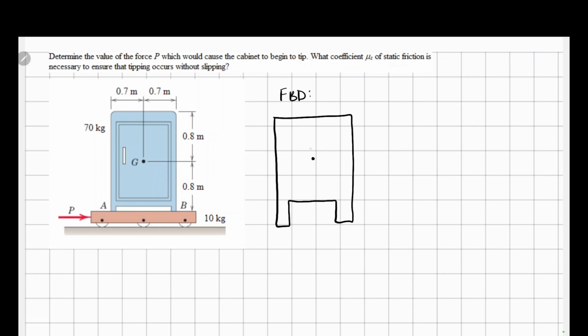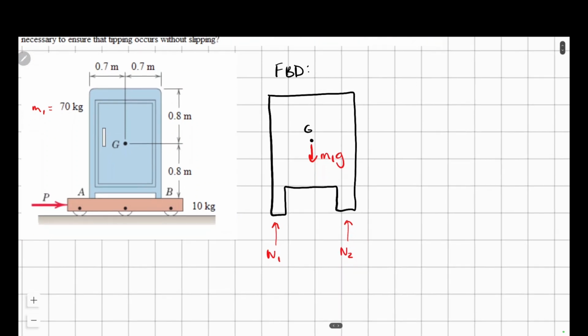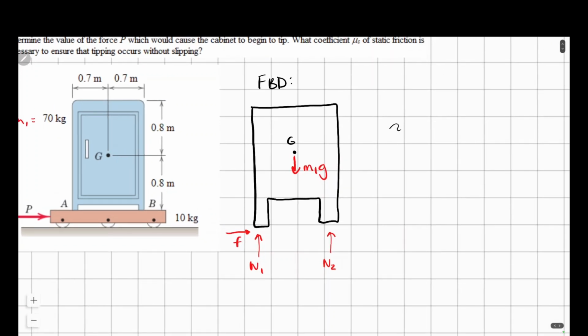Alright, so we have point G here. That's given. So what forces are acting on our cabinet? And right now we're only focusing on the cabinet. We're not focusing on the cart. We know that gravity is being applied to it, and I'm putting M1 because that would be the mass of the cabinet. We know that there's normal force here and here at these two legs, and that would be N1 and N2. You'll see why these normal forces are different later. And last but not least, we have our friction, which would be pushing it in this direction, and that would just be F. So that's all for our free body diagram.